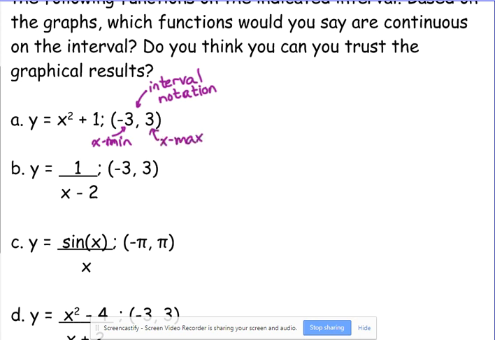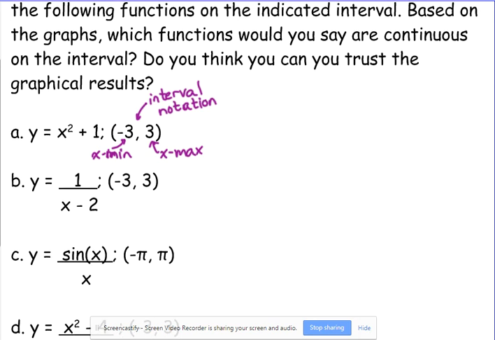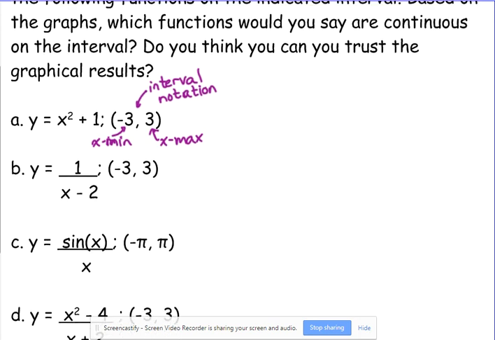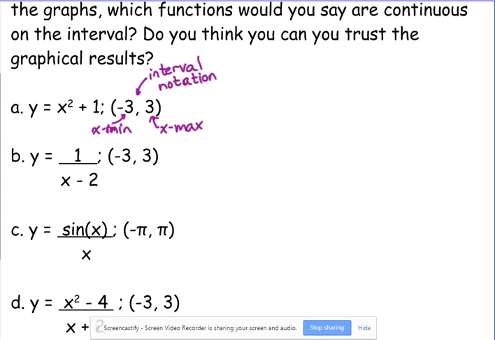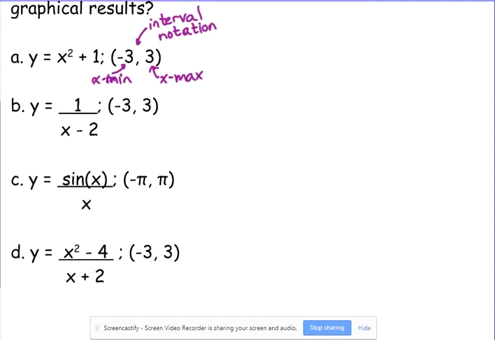So if you're trying to graph it on that interval in your calculator, you need to type in the function x squared plus 1 in your y equals, and change your x minimum to -3 and your x maximum to +3. Don't worry about adjusting the y values. Based on those graphs, I want you to say which functions you think would be continuous on the interval, and tell me whether you think you can trust the graphical results. So I'll show you all the functions here.